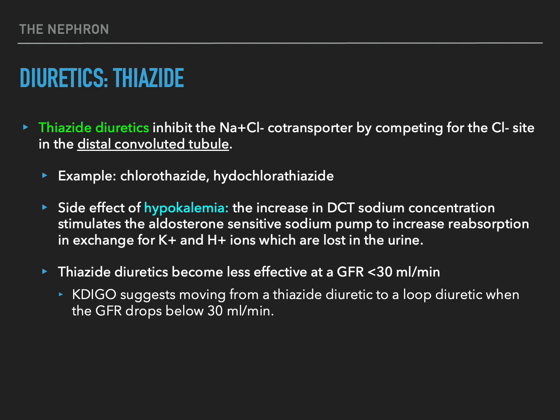The next class of diuretics are the thiazide diuretics. They work by inhibiting the sodium chloride cotransporter by competing for the chloride site in the distal convoluted tubule. Some examples are chlorothiazide and hydrochlorothiazide. Like the loop diuretics, they also have the side effect of hypokalemia.